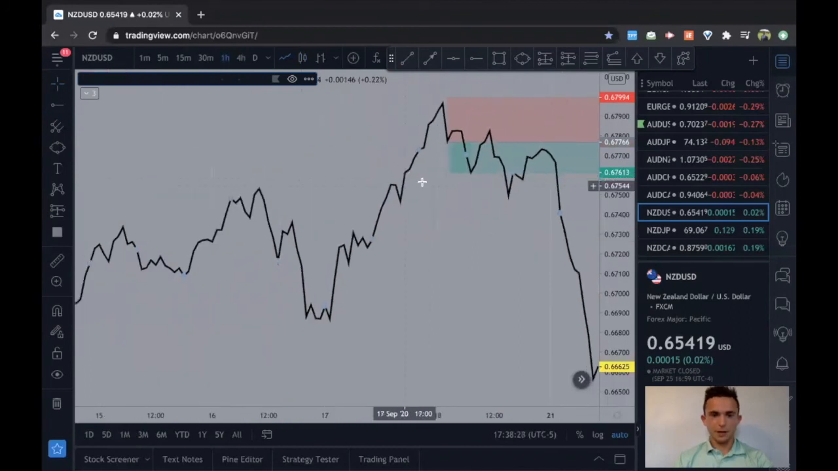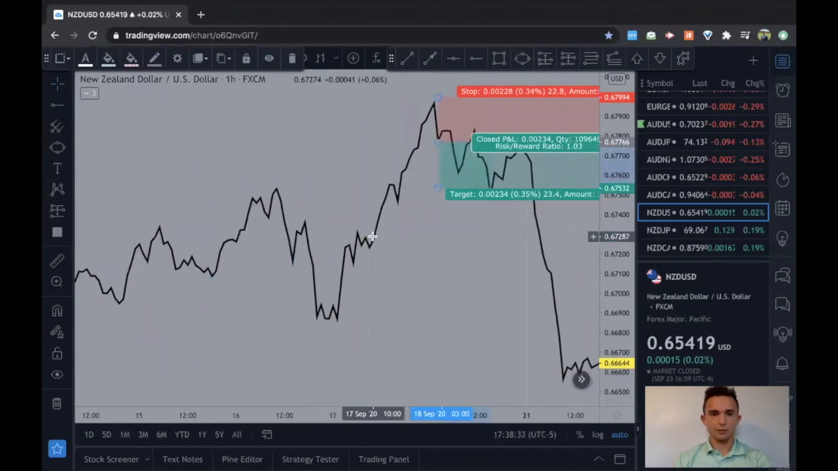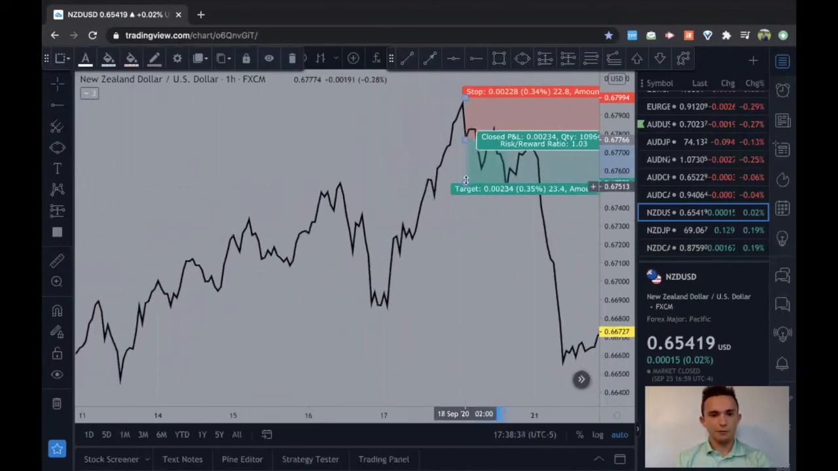Let's see, I would have had my first take profit right around here at 23 pips, and then I would have taken my second take profit probably right around here where the market consolidated and pushed back up at 54.